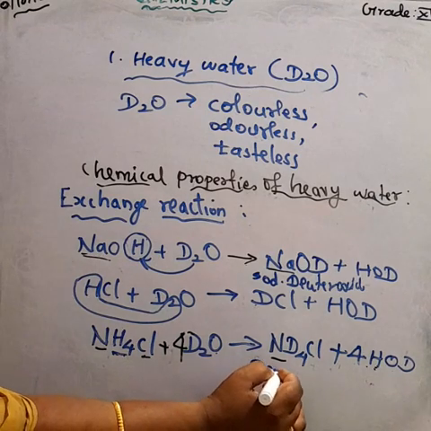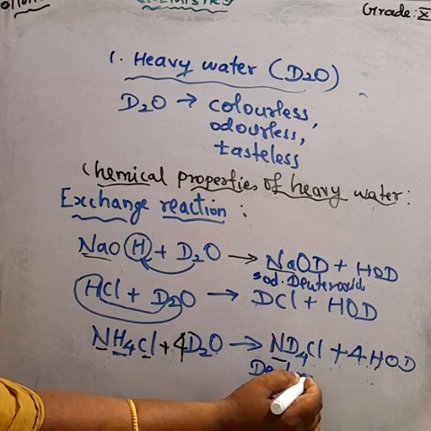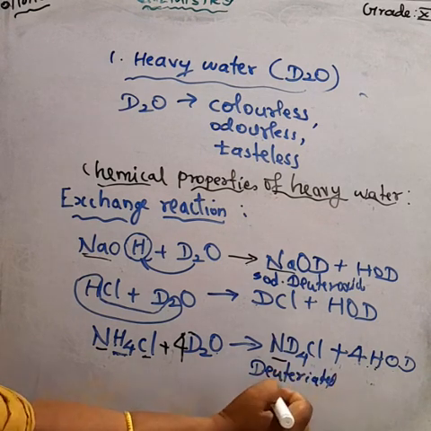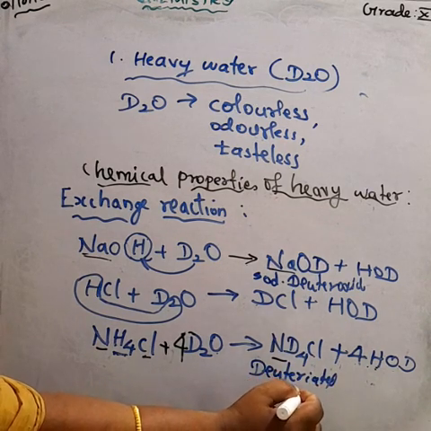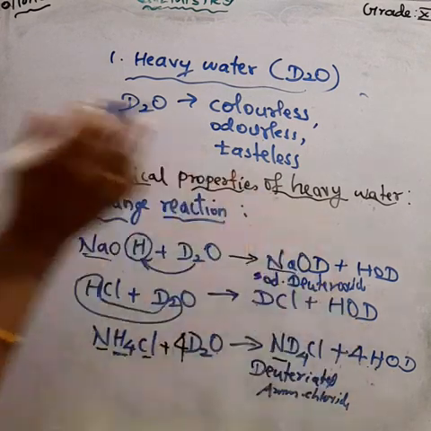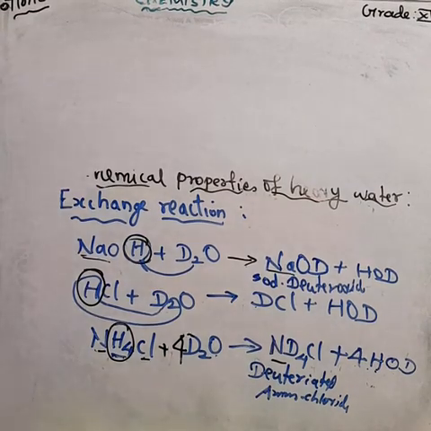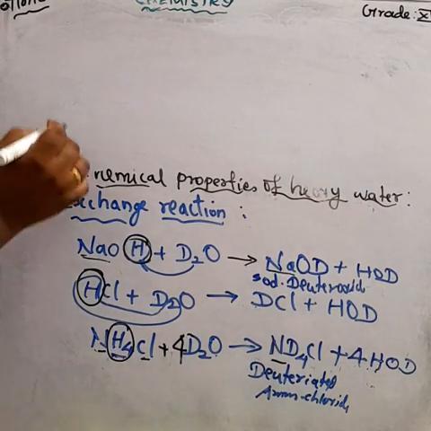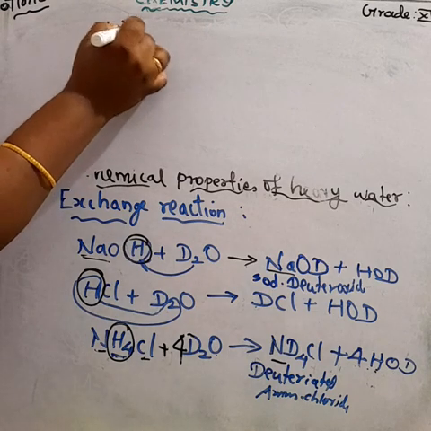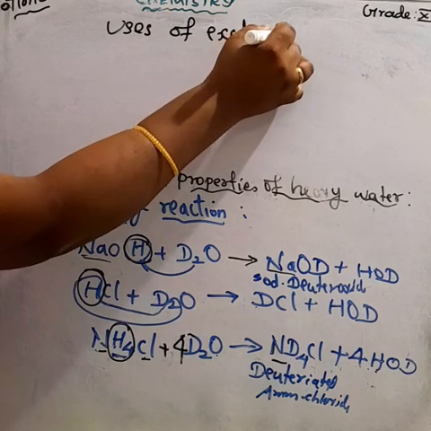Deuterated ammonium chloride, and HOD. HOD means hydrogen deuterium monoxide. So these are the exchange reactions. Then we are going to study what are the uses of exchange reactions.